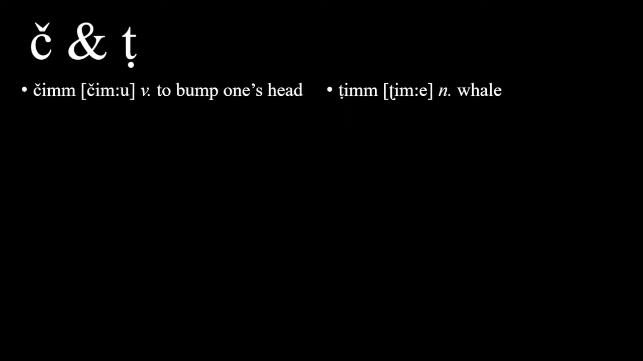Look at something that's very difficult to tell for a lot of people. It's ch and ch. They're very, very similar sounding. The ch is like the ch in English. The ch is the retroflex T. So look at chim and chim. Chim, to bump one's head. Chim, like a whale. Let's hear it in a sentence.